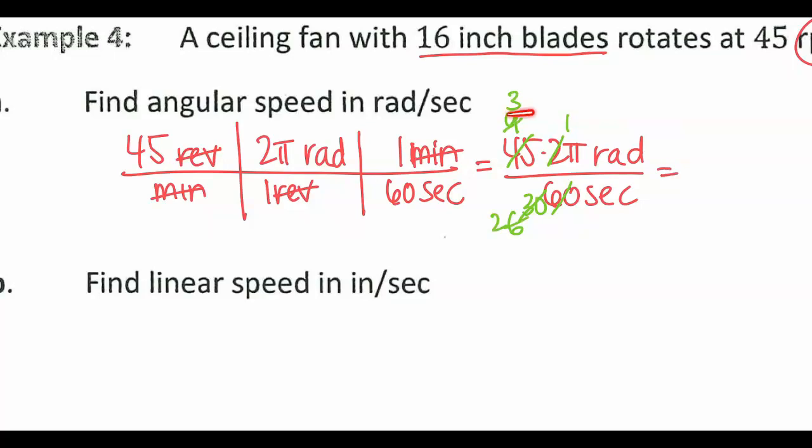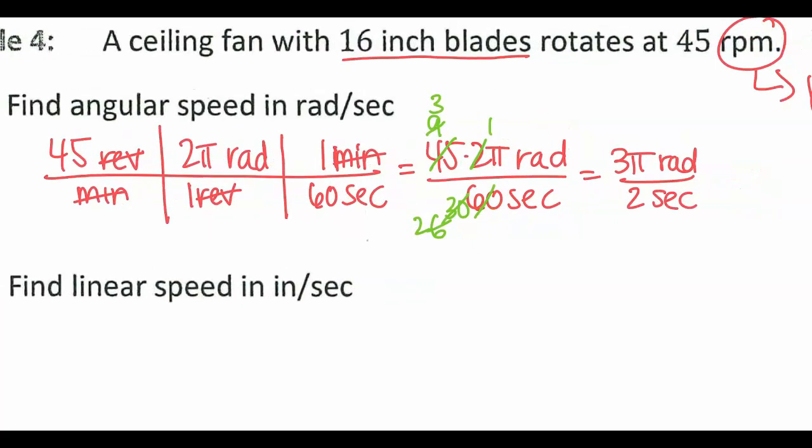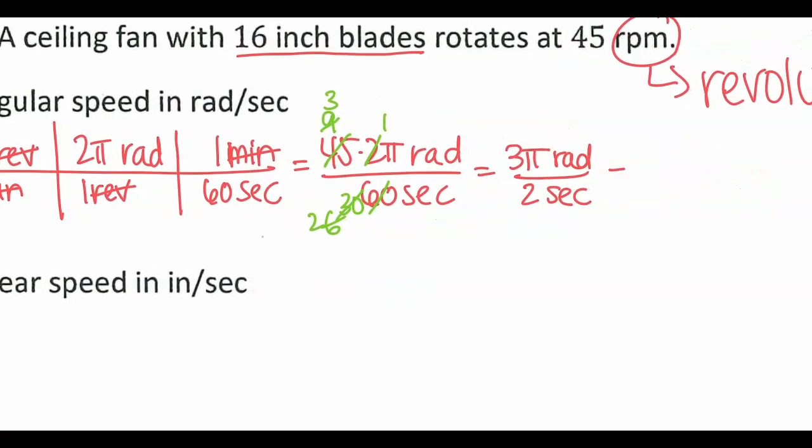Let me rewrite what I have. I have 3 times 1 times pi. So that's just going to give me 3 pi radians over the 2 seconds, because all the other numbers canceled. So that's my answer. I have 3 pi over 2, so 3 pi over 2 radians per second. That would be my answer.